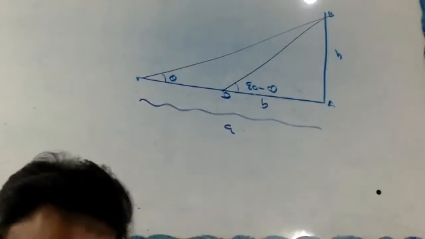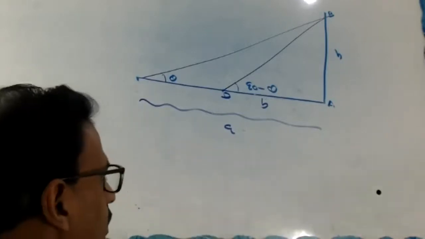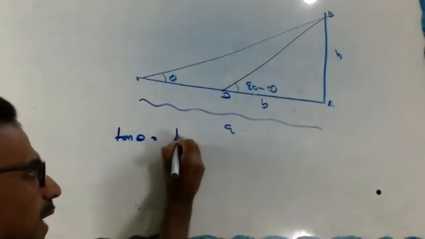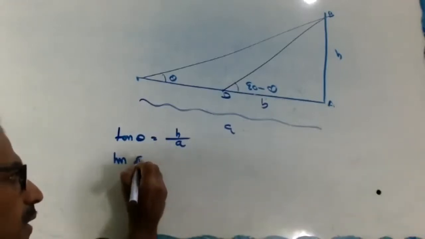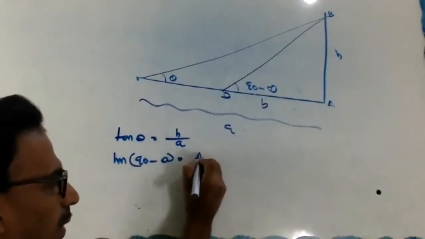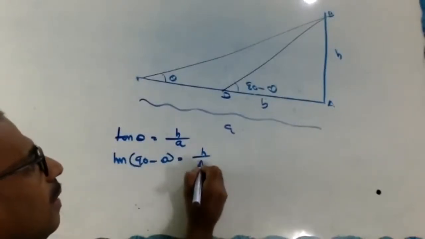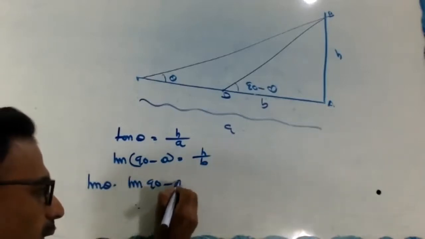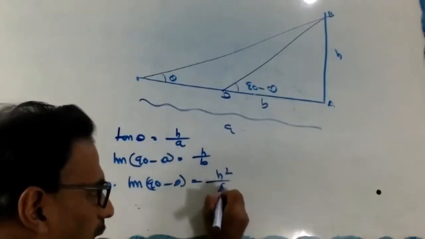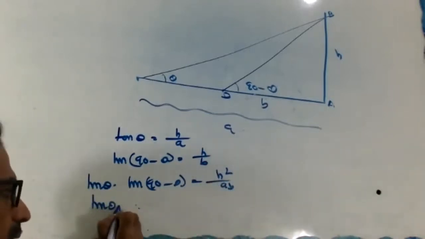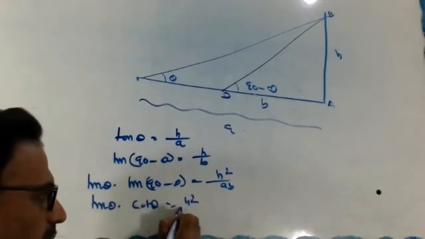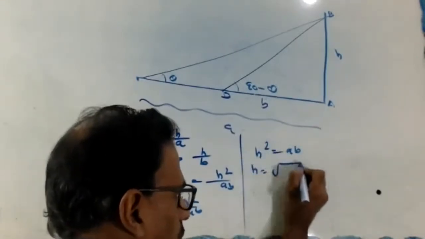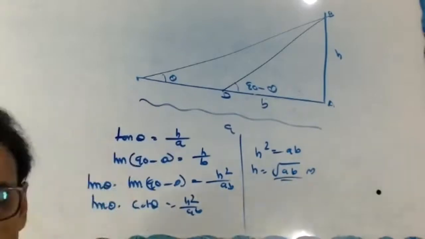Okay, so finished or not? The figure is all the same. You write here tan theta is h by a. Tan (90 minus theta) equals h by b. Then tan theta into tan (90 minus theta) equals h squared by ab. Tan theta into cot theta equals h squared by ab. Therefore, h squared equals ab, h equals root of ab meters. Finish. Is it okay now?